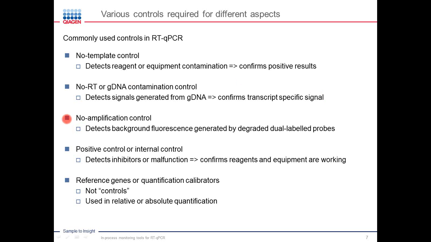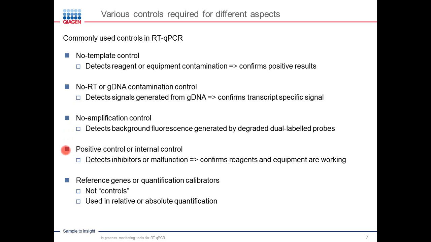Another control that was more commonly used in the past is something like a no amplification control. This is not so frequently done today anymore, but it was used frequently, specifically when working with dual labeled probes. If there should be any type of degradation or damage of them, it would increase the background noise and can be ruled out by a no template control or detected by that.